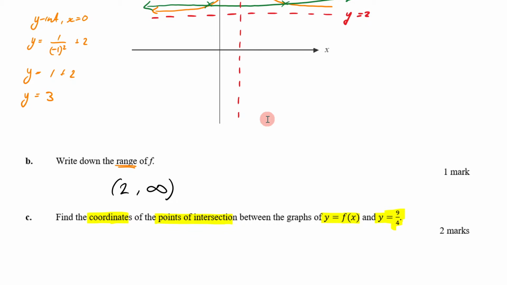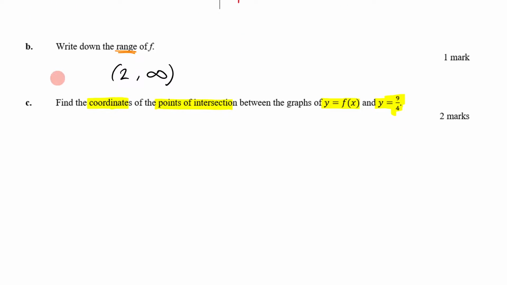To do this, what we need to do is take our graph f of x and set it equal to y equals 9 on 4. So what is our graph? Our graph of the truncus is 1 on (x minus 1) squared plus 2, and we're going to set that equal to 9 on 4. Now it's just a question of rearranging. So let's rearrange this, shall we?